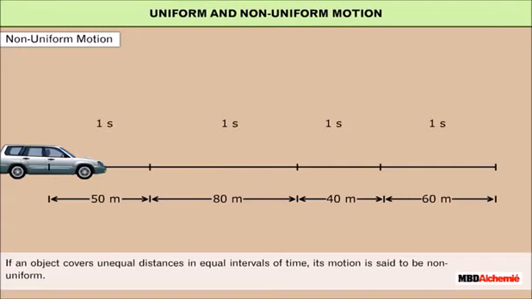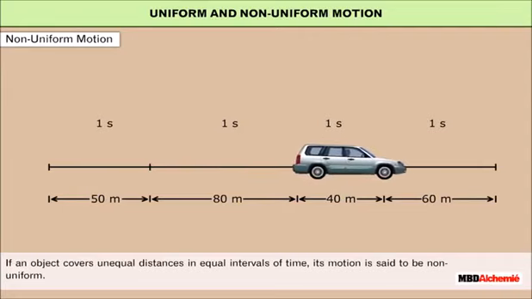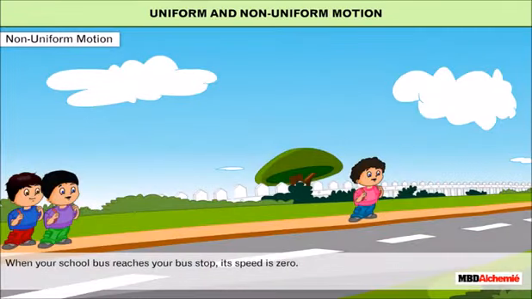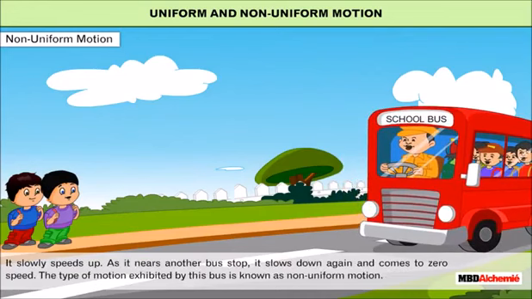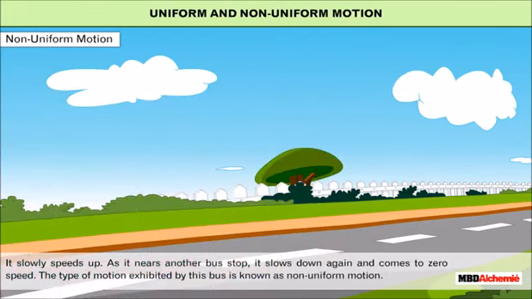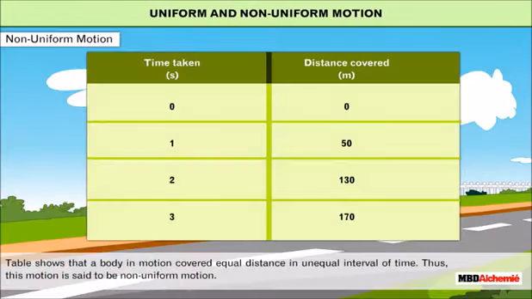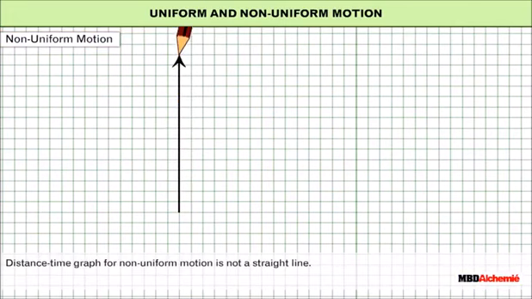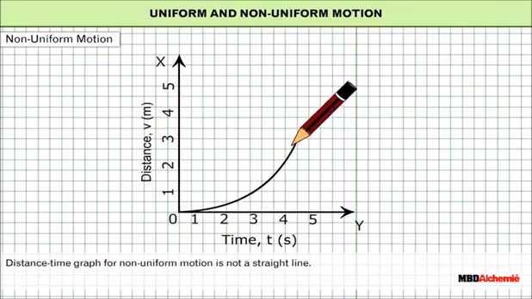Non-uniform motion. If an object covers unequal distances in equal intervals of time, its motion is said to be non-uniform. When your school bus reaches your bus stop, its speed is 0. It slowly speeds up. As it nears another bus stop, it slows down again and comes to 0 speed. The type of motion exhibited by this bus is known as non-uniform motion. The table shows that a body in motion covered equal distance in unequal interval of time. Thus, this motion is said to be non-uniform motion. The distance-time graph for non-uniform motion is not a straight line.